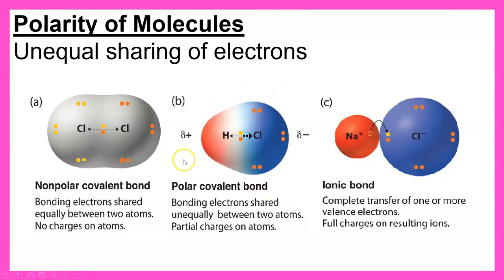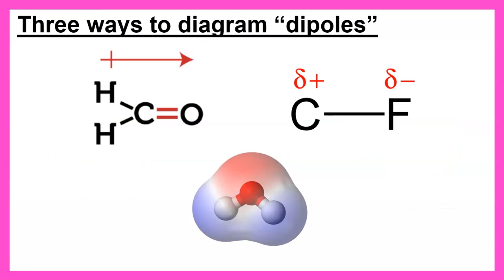But those lone pairs and that VSEPR can really affect whether something is polar or not. That's why we care about VSEPR. That's why we care about lone pairs. It's because we want to know if something's polar or not, because that tells us how it behaves. Remember, there's 3 ways you can really show your dipoles.